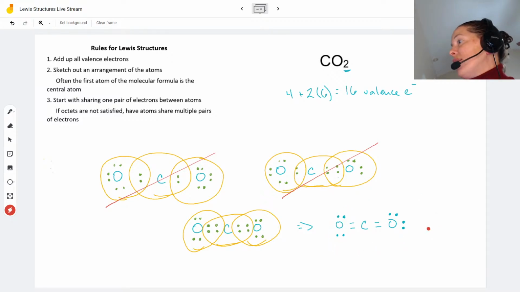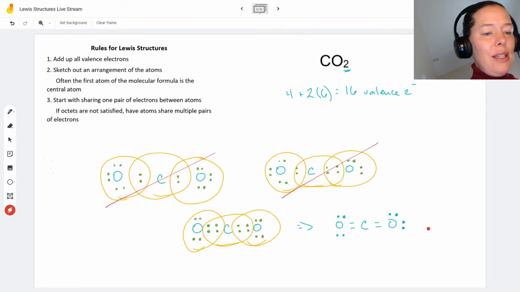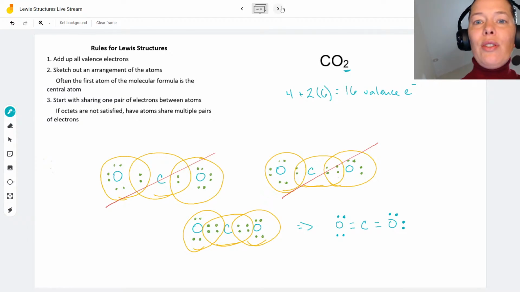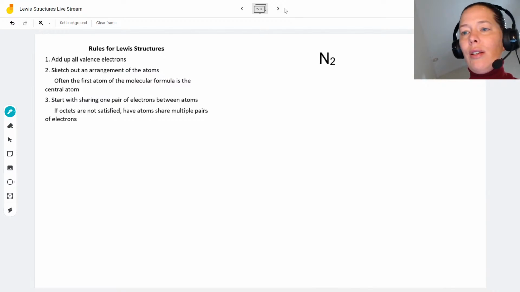Again, before I go on, make sure there are no questions. And there are no questions. All right, great. Let's go on to our next molecule.